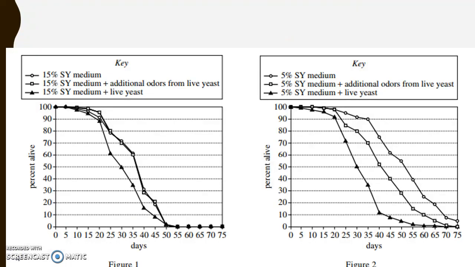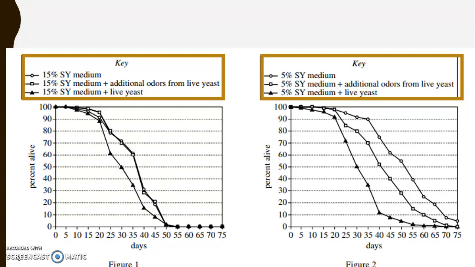Here are two figures from a passage. Notice that on the x-axis we're measuring time in days, and on the y-axis we're measuring percentage. However, the important part to look at here is the key above the figures. Here we're looking at 15%, and here we're looking at 5%. Make sure that you're paying attention to those two numbers because questions will ask you about one figure specifically, and you need to know which one is our 15% and which one is our 5%.